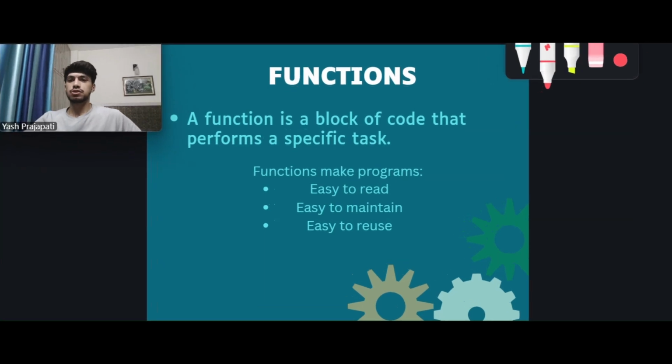So what is a function? A function is just like a block of code that performs a specific task. Instead of writing the same code repeatedly, we can write it once inside a function and call it whenever we want. For example, imagine you have to calculate the area of a rectangle. Instead of writing it several times, we can write it inside a function and call it whenever we want.